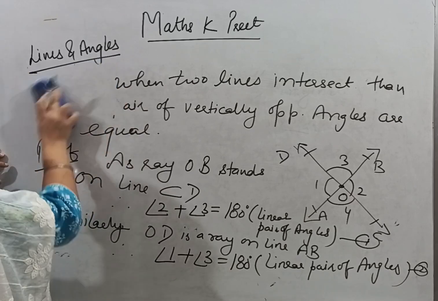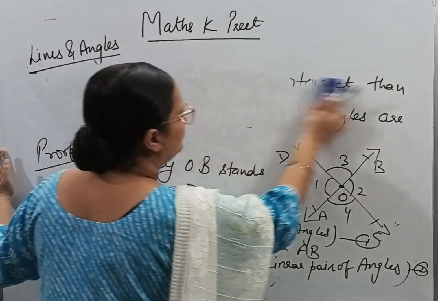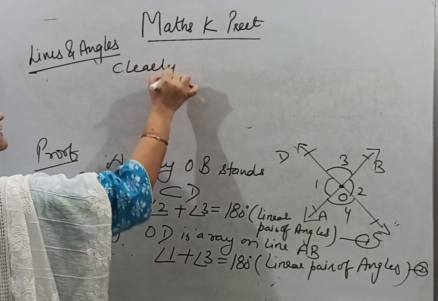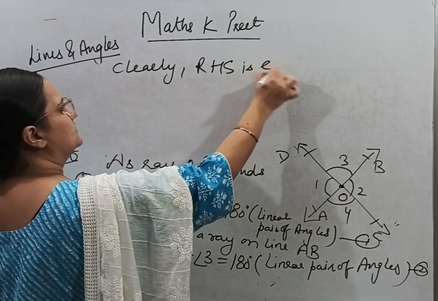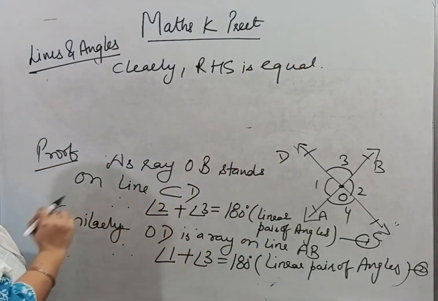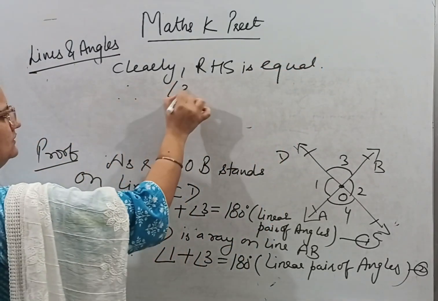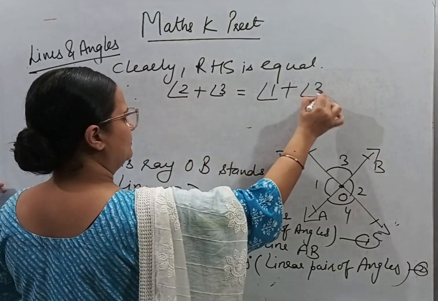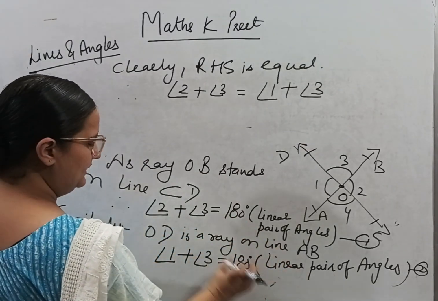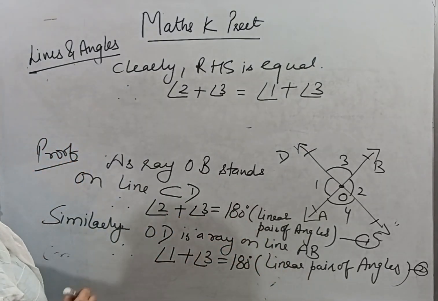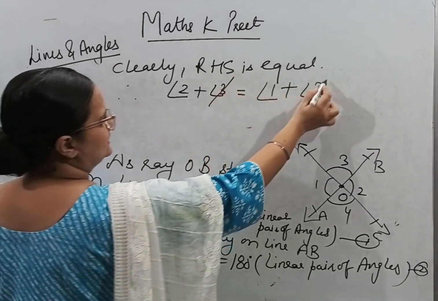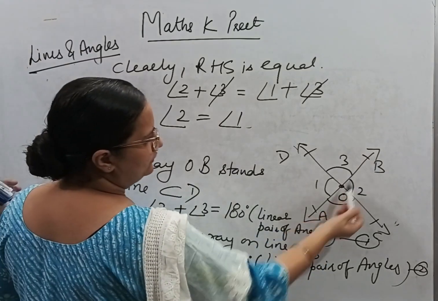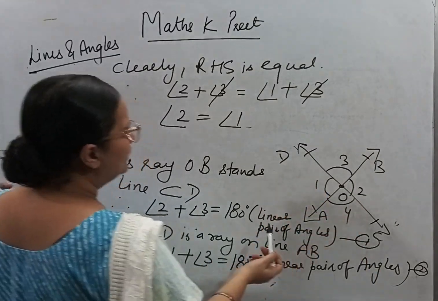So from number 1 and number 2, we can see that the right hand side is 180 in both the equations. Clearly, the RHS is equal. So we can equate the left hand sides as well. Therefore, this left hand side will also be equal to each other, because 180 is equal to 180. So from here, angle 3, we can cancel these out. We are left with angle 2 is equal to angle 1. So angle BOC is equal to DOA.